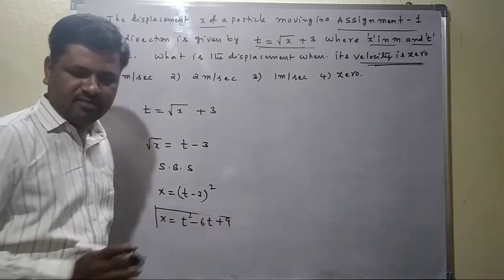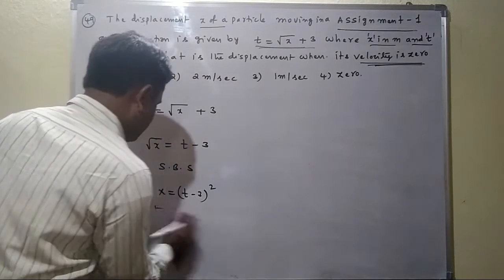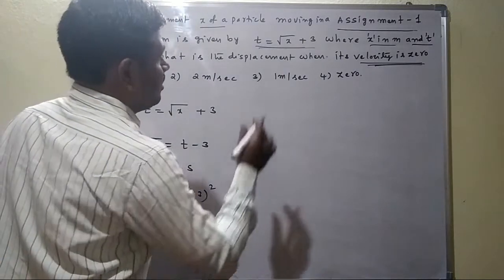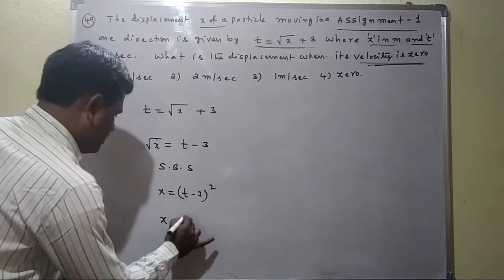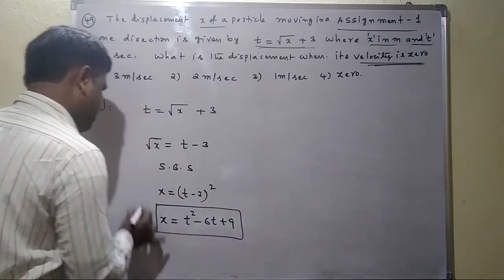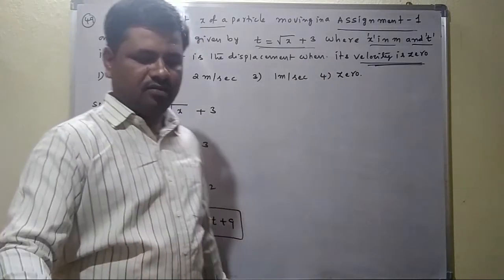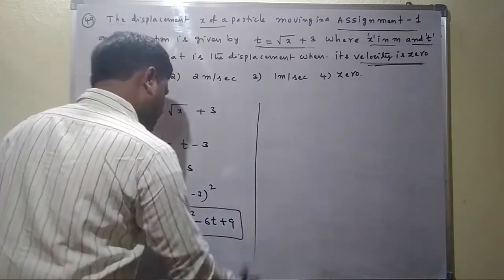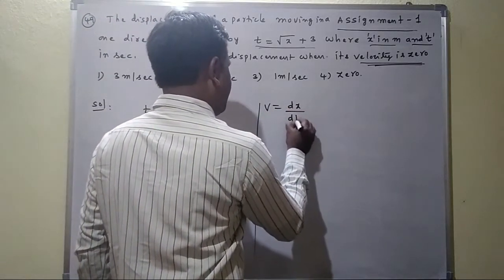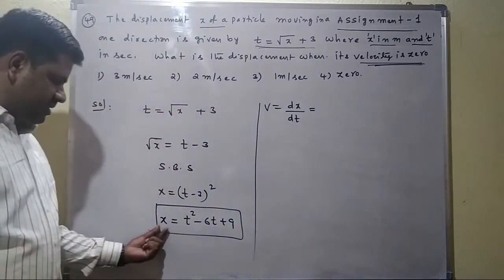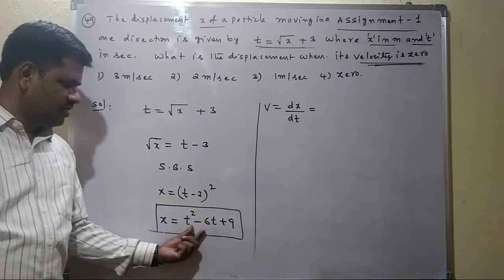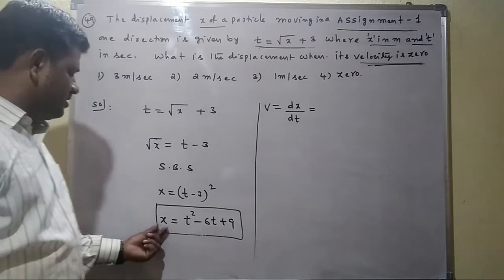But they are asking for the displacement when the velocity is 0, not the time. So x is equal to t square minus 6t plus 9. First we have to find the velocity, because we have to make the velocity 0. So velocity v is equal to the change in displacement, dx by dt. We have to differentiate x, which is t square minus 6t plus 9, with respect to t, because this represents the displacement.